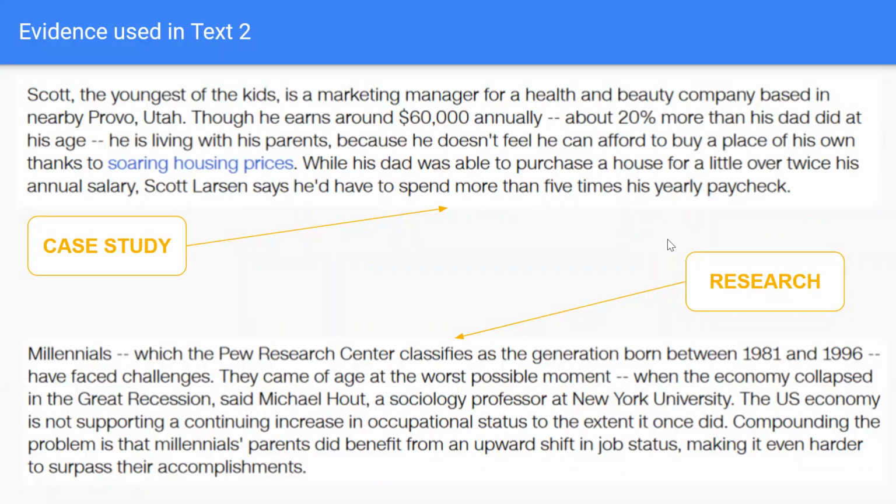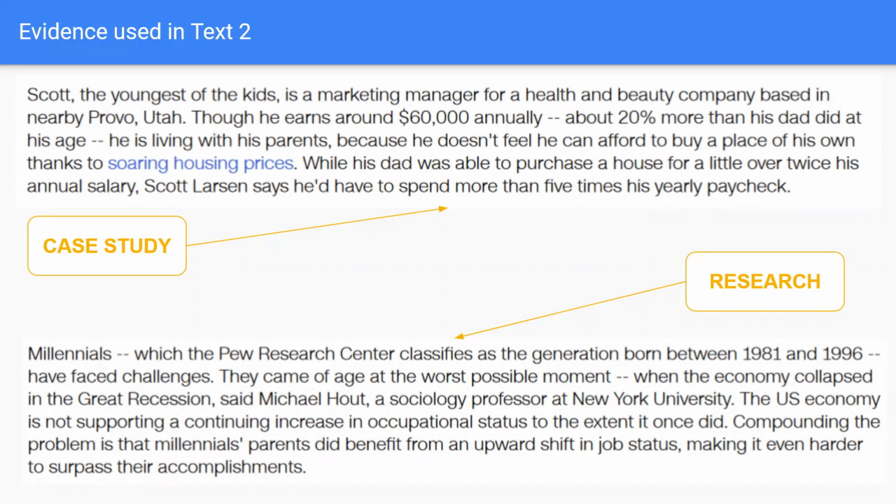Let's start by analyzing some of the evidence that was used in text 2. I want to show you 3 examples of how the author used evidence, starting with case studies. So here at the top, you can see that the author is explaining a case study about Scott and his father. A case study is evidence in the form of looking at one individual and their circumstances.